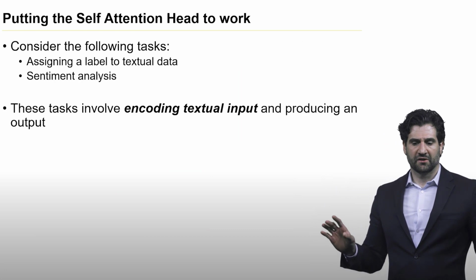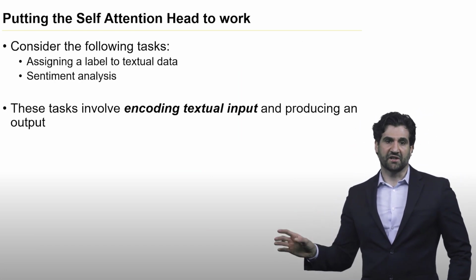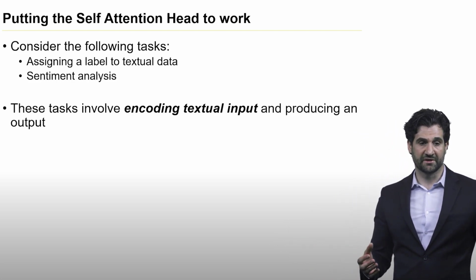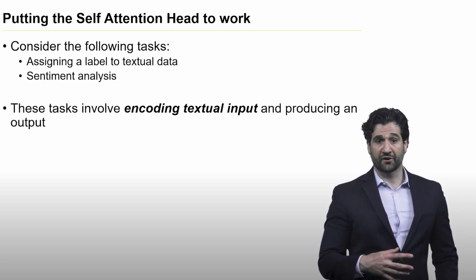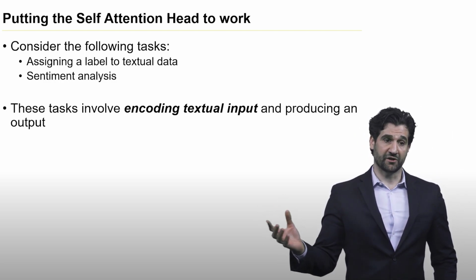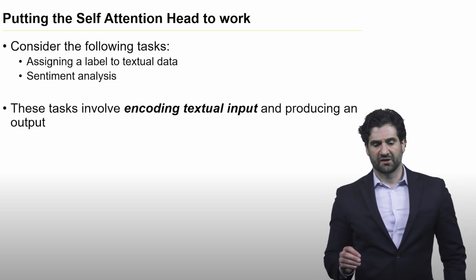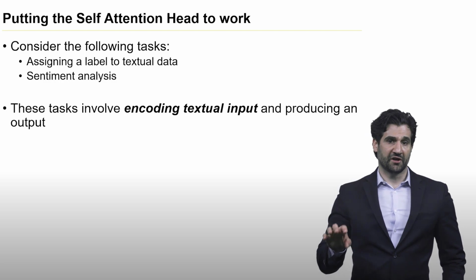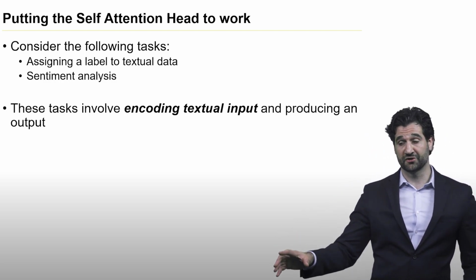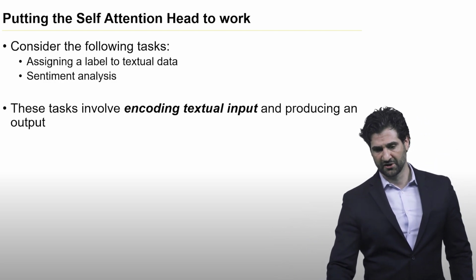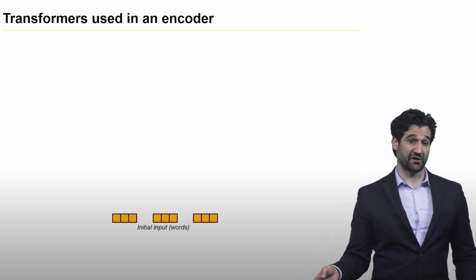So the encoder architecture is primarily used for things like assigning a label to textual data, sentiment analysis, a lot of the typical, what we would call earlier, a many-to-one task that you would see in other language models like an RNN. Now, this involves encoding textual input into the neural architecture to produce the output, and we'll describe how that's done in a moment. So at the base level, we have the input. So these are your words.